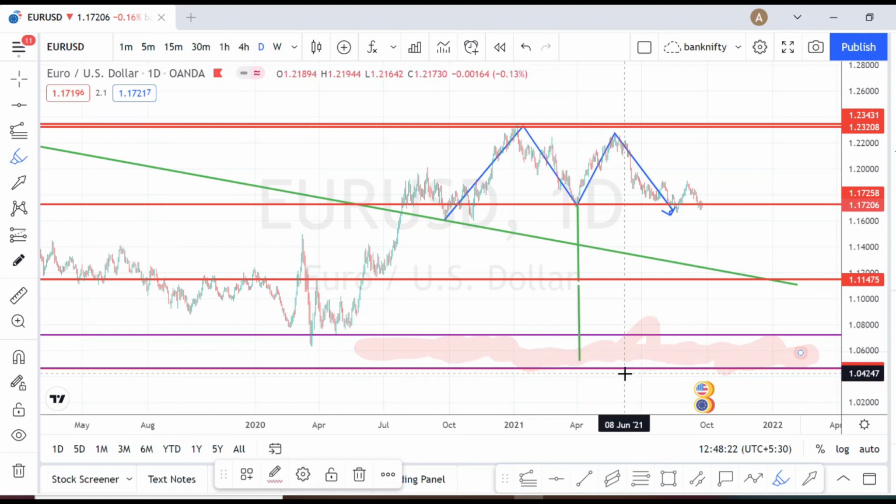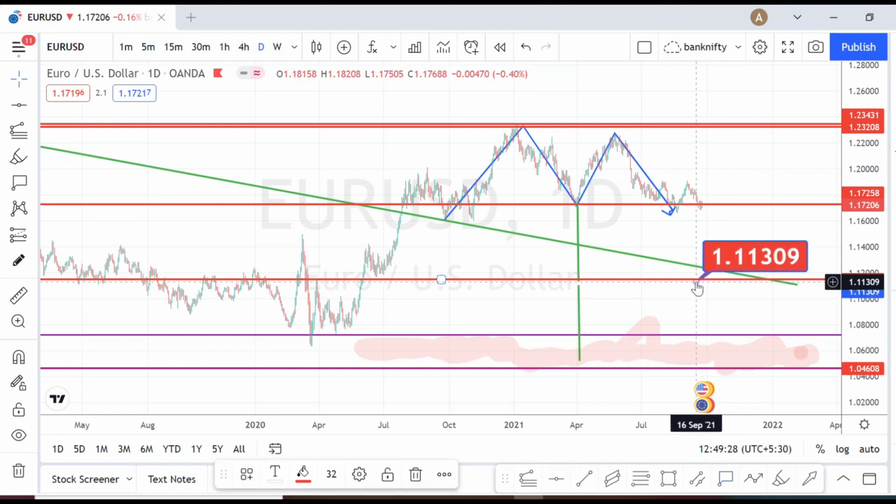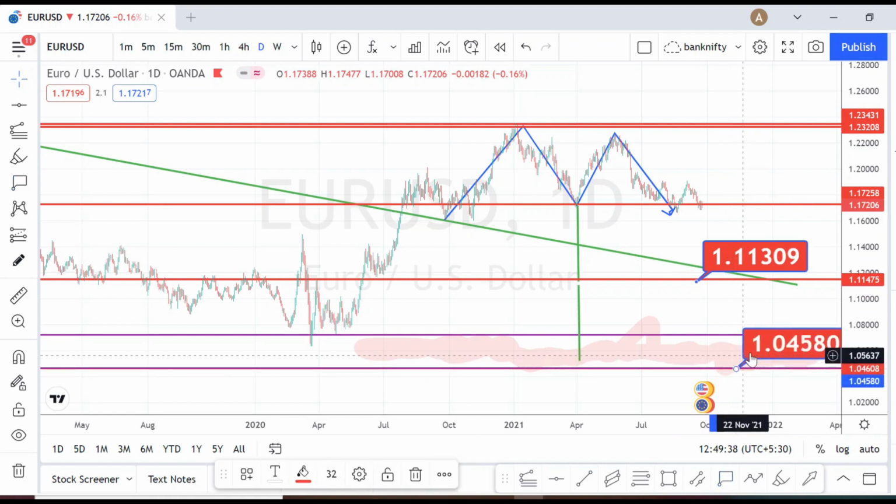So the uptrend of Euro USD has started. It is just retesting on the dynamic support. Let me mark the first retracement level. This is going to be the first retracement level, 1.11309. And next, if it breaks, if it still has a strong downtrend, the next stop is going to be 1.04580. This is going to be the next stop.